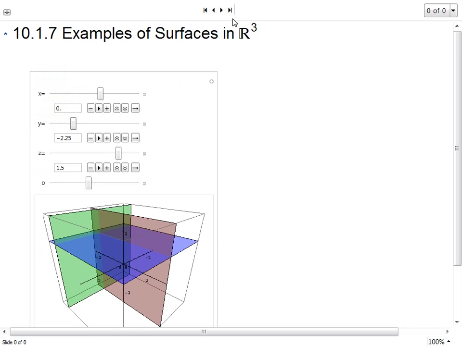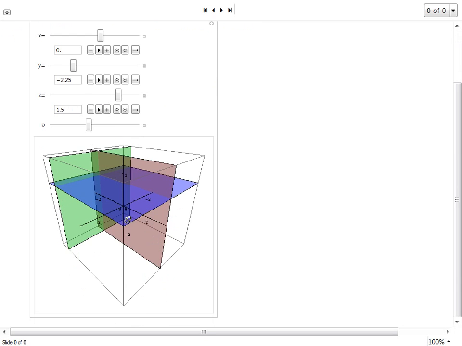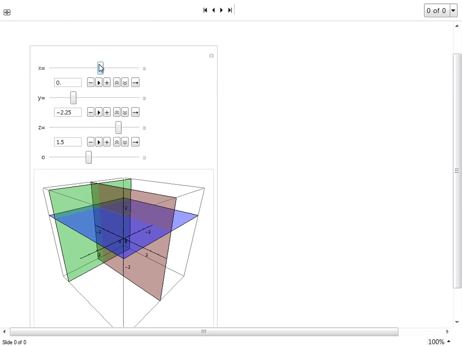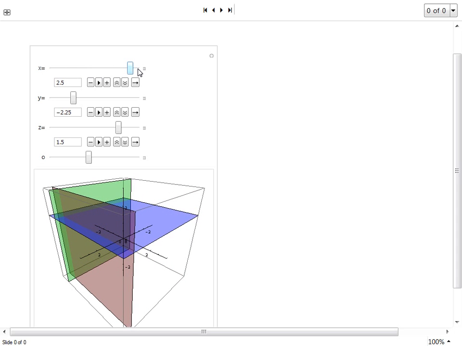Now, some examples of surfaces. A surface in R3, we've already talked about this, planes, right? So the first plane that I have here is X equals a number. And if you grab this, you can move it back and forth. You can see your plane moving along the X-axis. That plane is parallel to what? The YZ plane. Good.